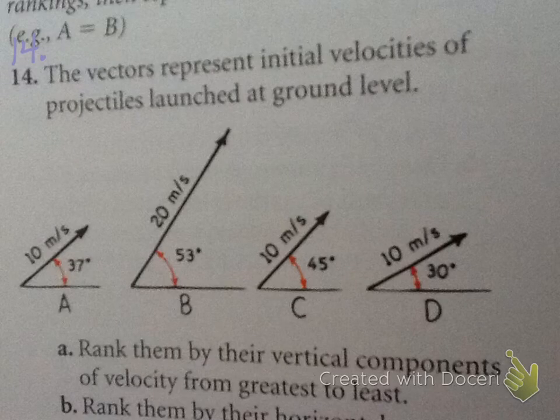The next one you had to do is number 14. Number 14 says, the vectors represent initial velocities of projectiles launched at ground level. I'll see if I can get a picture. I've never tried it this way before, but we'll see. There we go. There's our picture. We'll use that photo. Change my color a little bit here so you can see it.